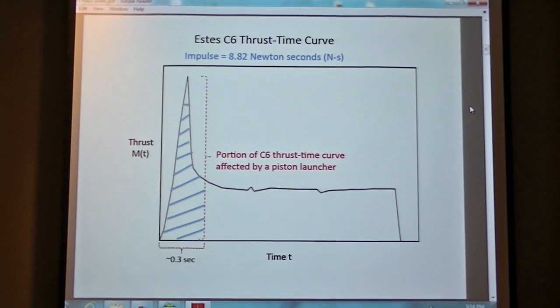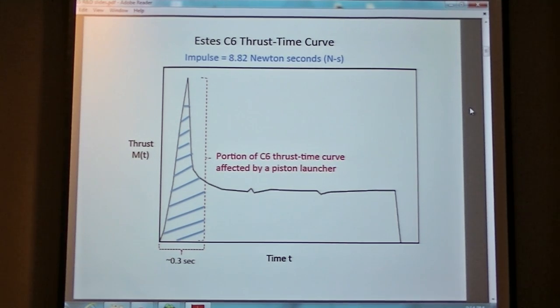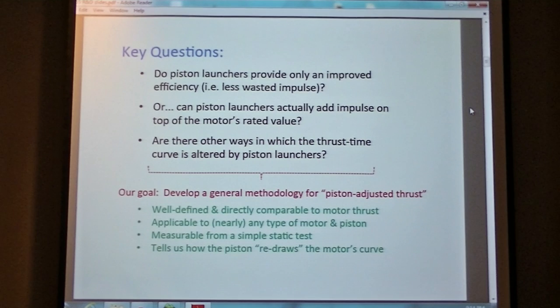Now, the interesting thing is that for a piston launcher, the piston and the motor are interacting only over a very short time at the beginning of the motor's thrust. So it's roughly around 3/10 of a second where the motor has its spike, as shown in the diagram here.